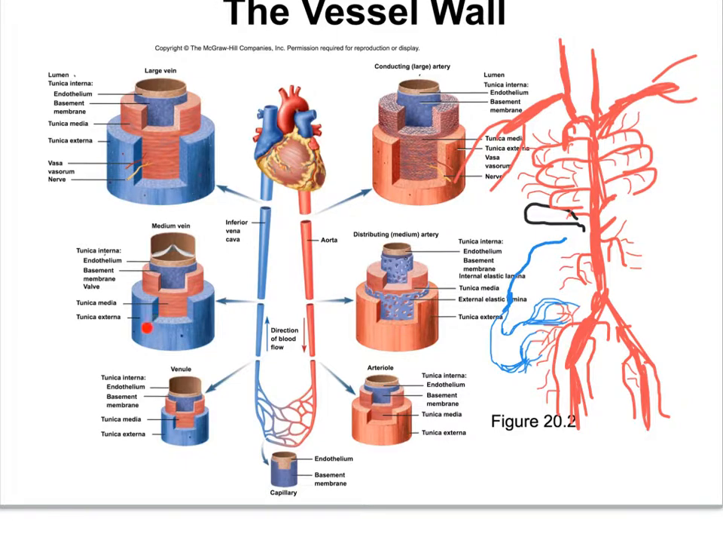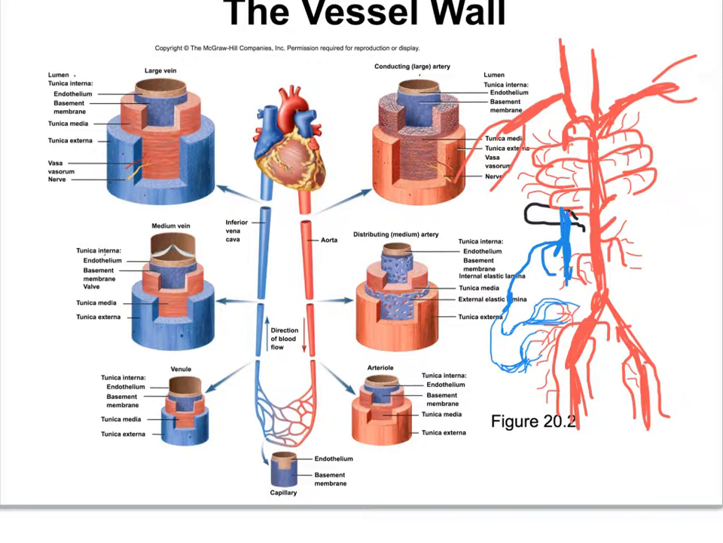Again, you have all three layers, and again, you have relatively larger diameter than the corresponding medium arteries, but a thinner tunica media without too much muscle. All of the medium veins are going to run together, basically collecting into a few major large veins.